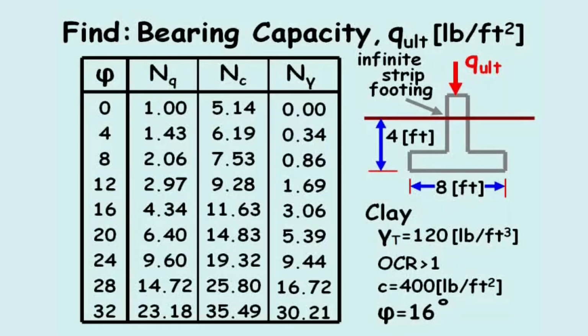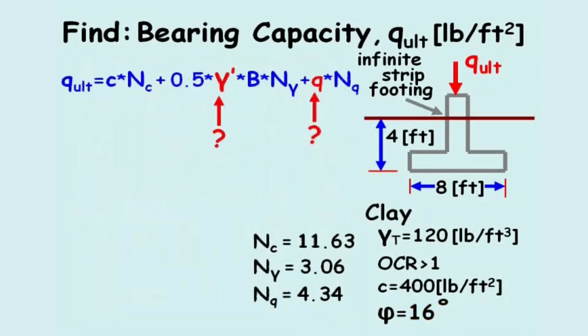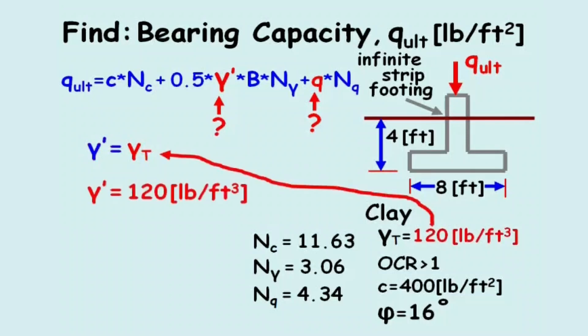As a time-saving strategy, it may be helpful to print out a table of these bearing capacity factors at various values of phi. Here are the factors we just computed for a friction angle equal to 16 degrees. We next need to determine the effective unit weight and the overburden stress of the soil. Since the groundwater table is not mentioned, we'll set the effective unit weight equal to the total unit weight, which equals 120 pounds per cubic feet.